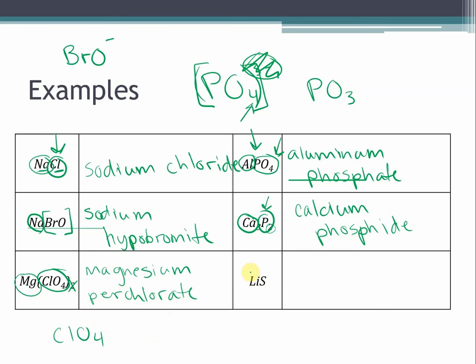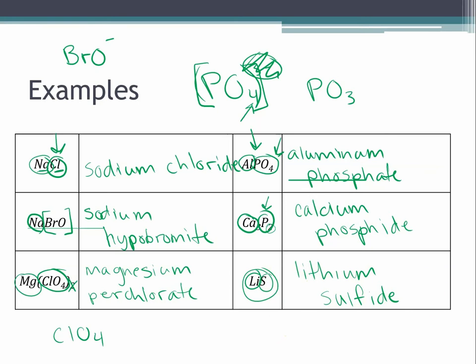All right, last example here. We have Li2S. So we'll name our first thing. It is a metal. It is lithium. So we can just write lithium. Our second thing is just one element. It's from our periodic table. It's based on the element sulfur, but it's an anion. So we will change the ending to -ide. So Li2S is lithium sulfide.